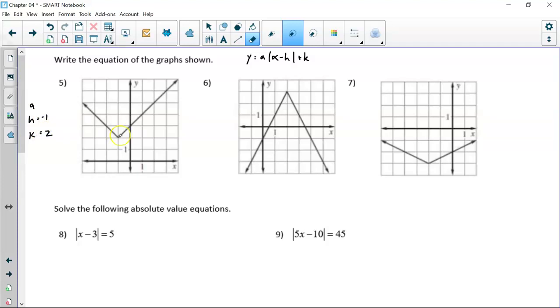And then for a, what we can do is from that vertex, we can look and count to the next point. We go up 1 and over 1. Since it's opening up, it's a positive, so a is a positive 1. So y equals a, absolute value of x minus h plus k. So y equals a, which is 1, times the absolute value of x minus negative 1 plus 2. So we rewrite y equals absolute value of x plus 1 plus 2.